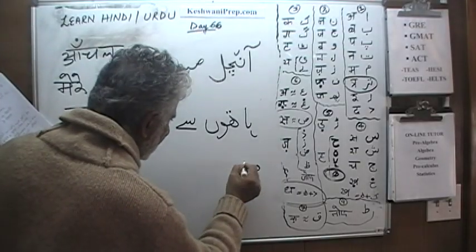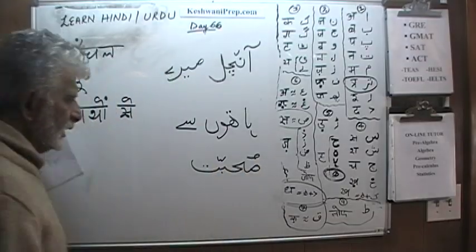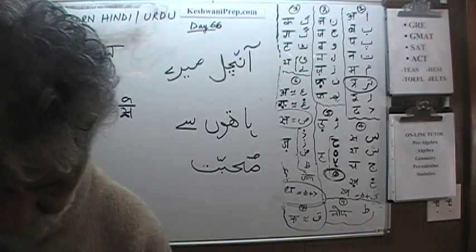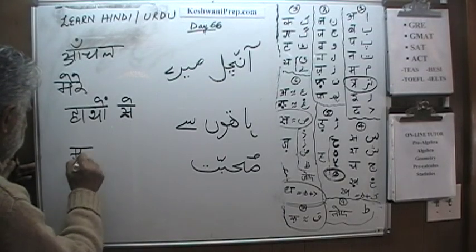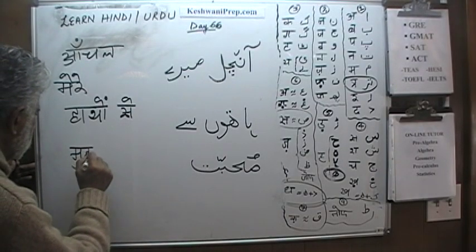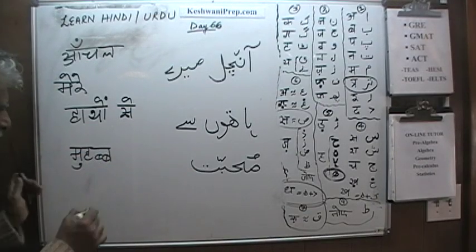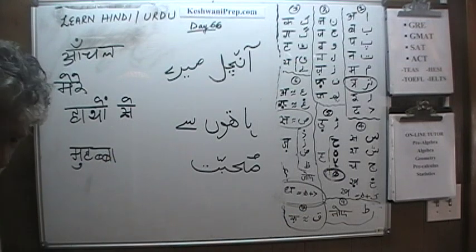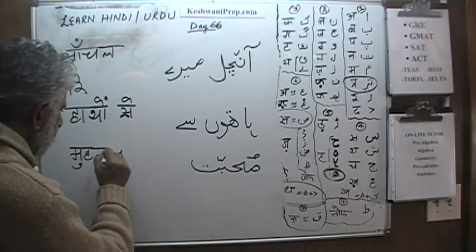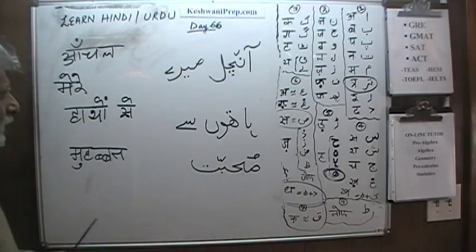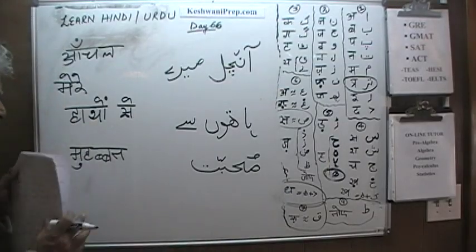Mohabbat. We have written this word many times, and I'm going to explain it again. We wrote it just yesterday, mohabbat. But here's the word that we were talking about before. Mohabbat. And there is a symbol again. Aanchal meri haathon se mohabbat ne.